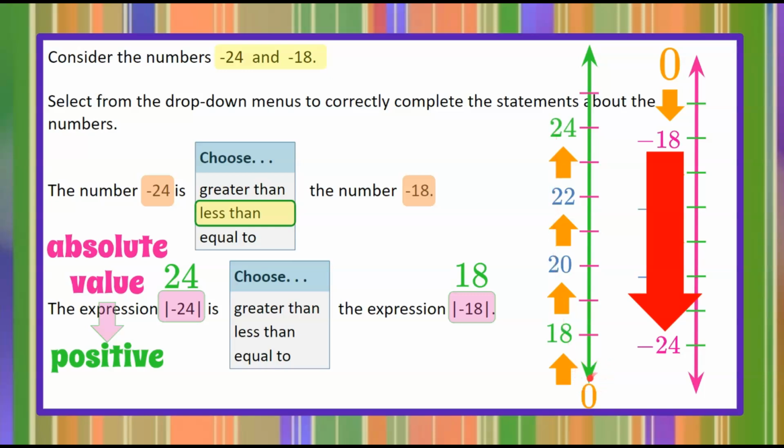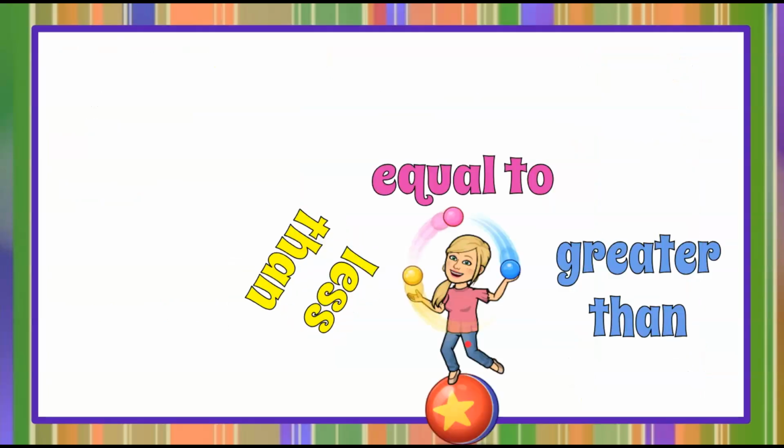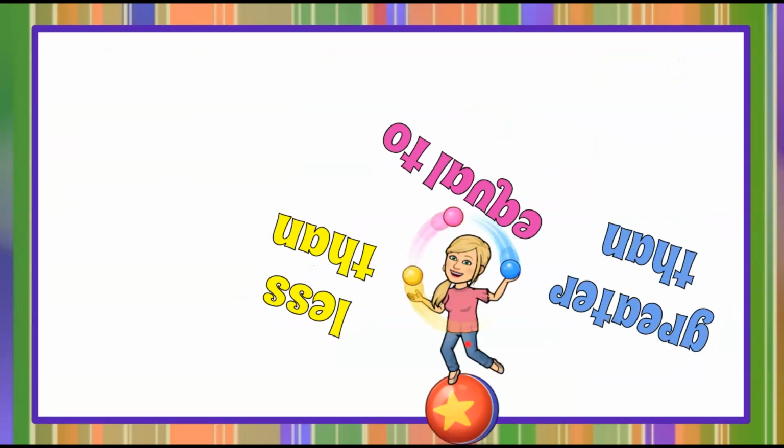So we can see that relative to 0, we're going to increase to 18, and then increase more to 24. So it's increasing, and here 24 is going to be greater than 18, right? Because 24 degrees would be warmer than 18 degrees. So let's clear our board so we can see this. The number -24 is less than the number -18, and the expression absolute value of -24 is greater than the expression absolute value of -18. And that is how we use inequality statements to compare number values.